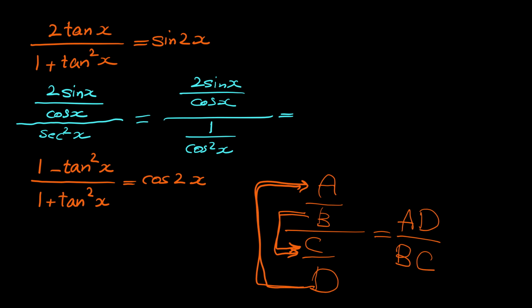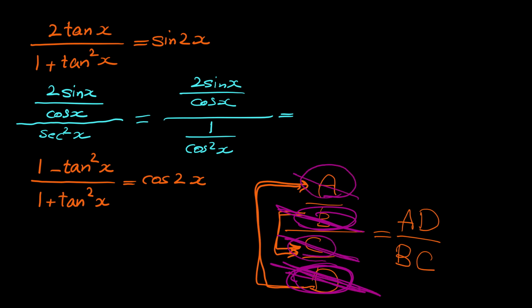And attention, if this denominator is the same as this denominator, you can simplify them. If numerator is the same as numerator, you can cancel them if they are the same. If they have a common factor, you can cancel numerator with numerator, denominator by denominator.